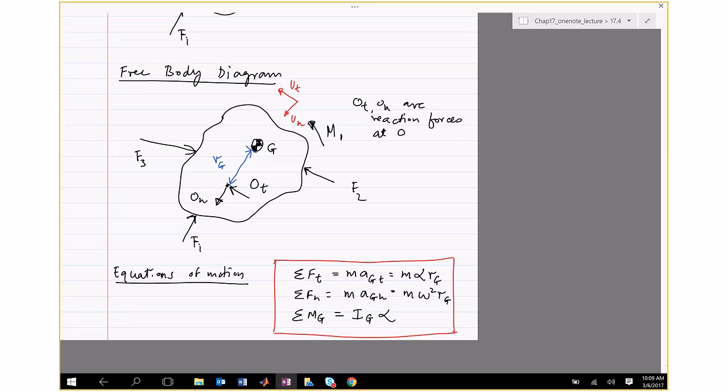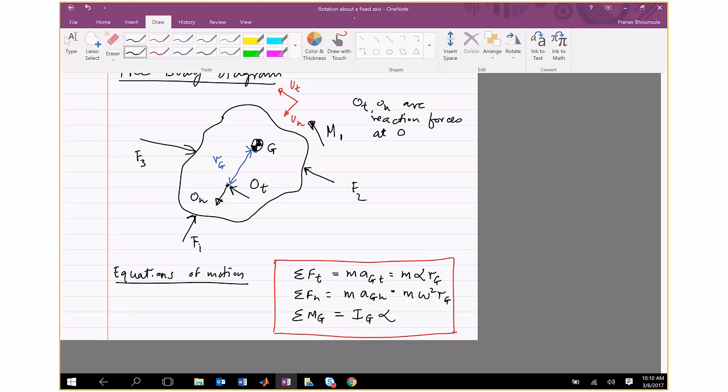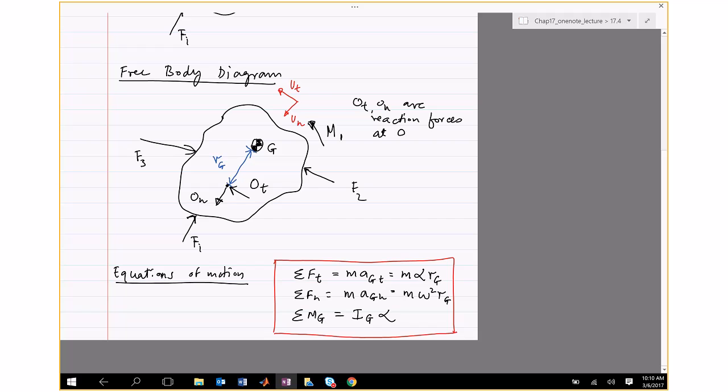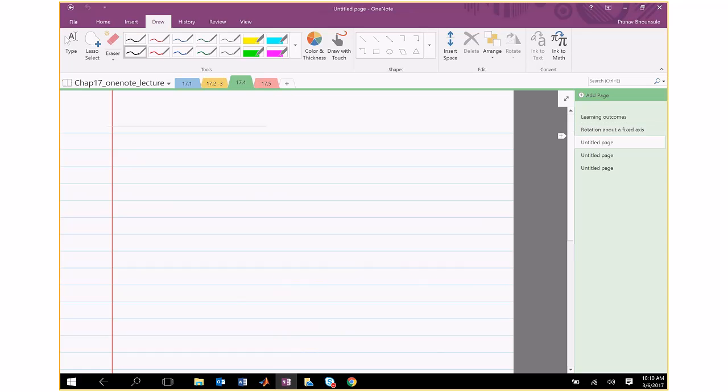Another method is to not take the third equation as moments about G, but to take the moments about O. The effect of doing that is that in this third equation, there will not be any external force due to the hinge joint. There will not be OT and ON in this equation. I'll write the equation down. So if you take moments about O, then this is what you get. This is how you can efficiently solve the problem.